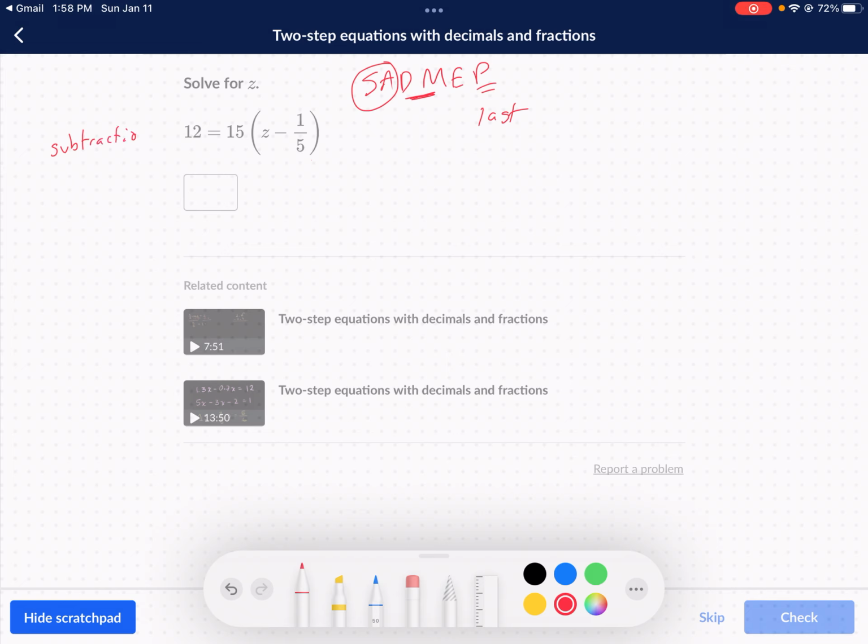Okay, so what's the inverse? Oops, I forgot my N. What's the inverse of subtraction? Well, we're going to do addition to undo it. And then what else is happening? There's this 15 out in front of the parentheses. That means 15 times. So we got multiplication.